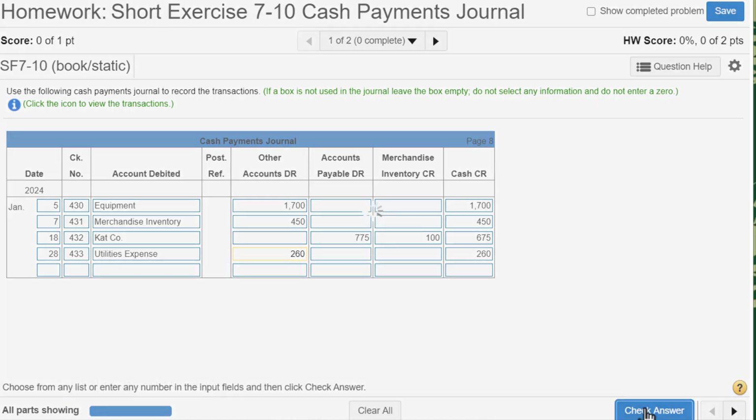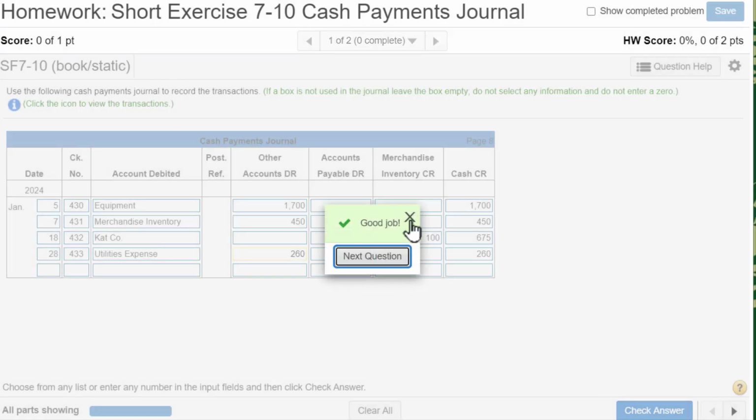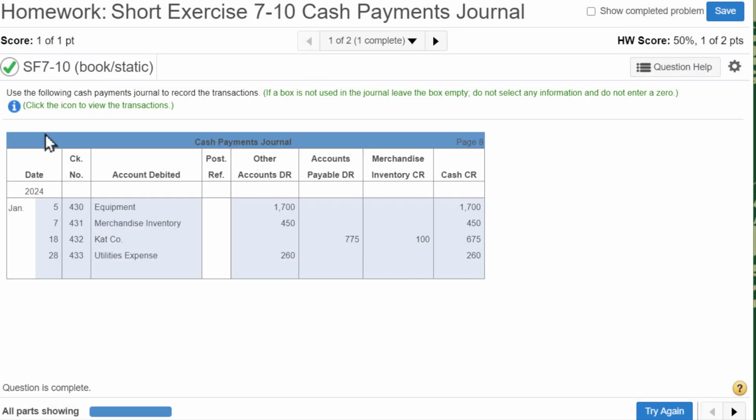So that looks good. Check our answer, and then in the next problem we'll take the same cash payments journal and we will post it to two places. One, the accounts payable subsidiary ledger, because there's an accounts payable column, and then we'll post everything else to the general ledger.